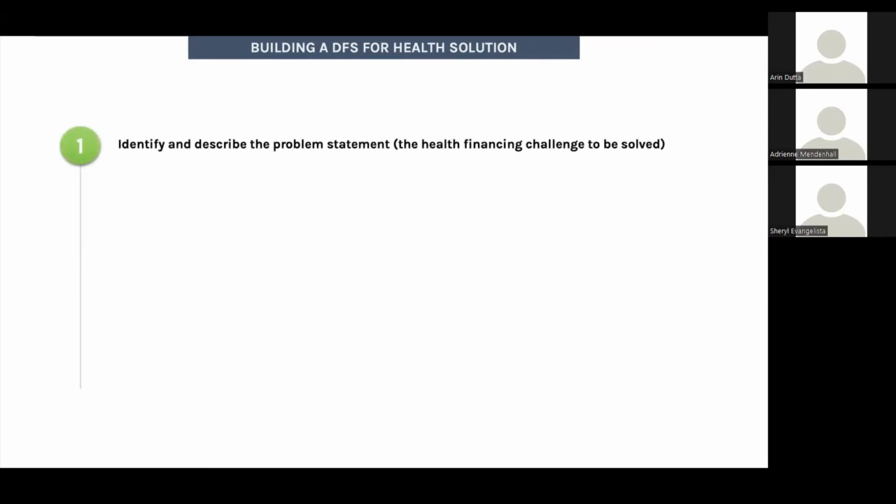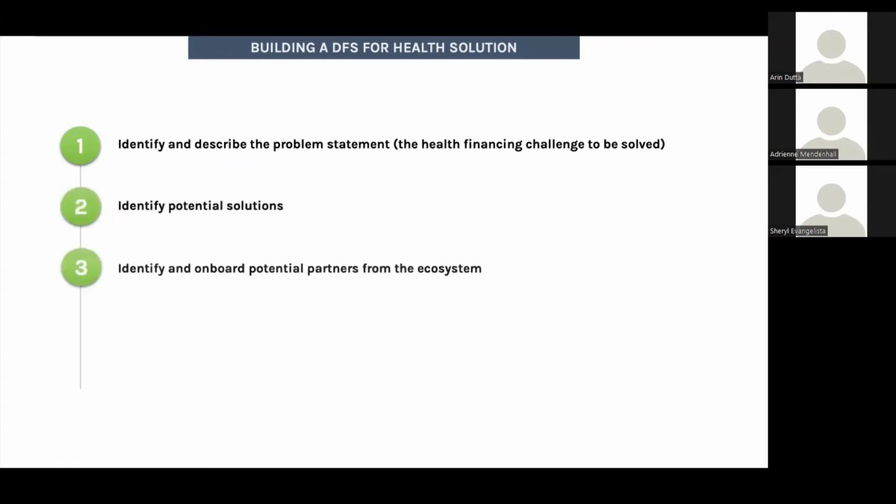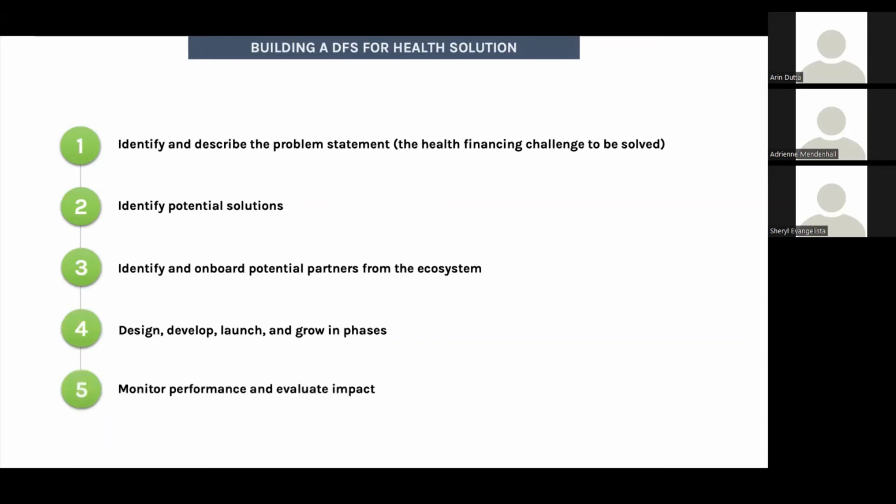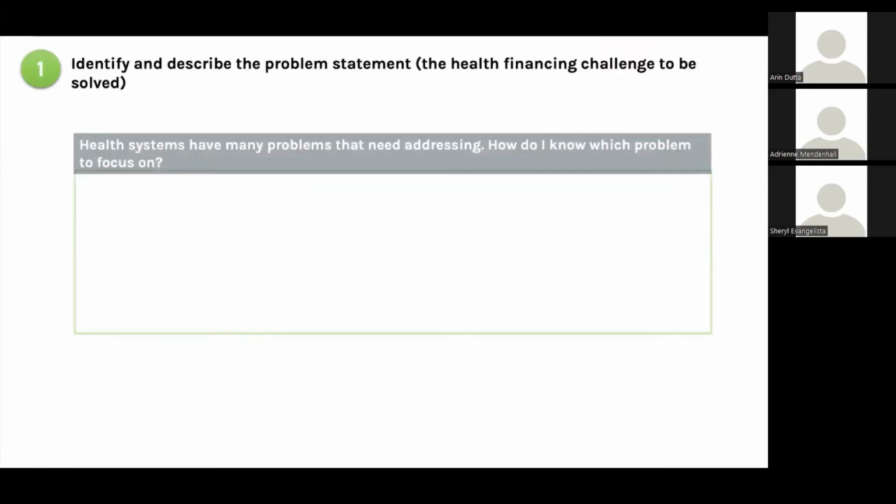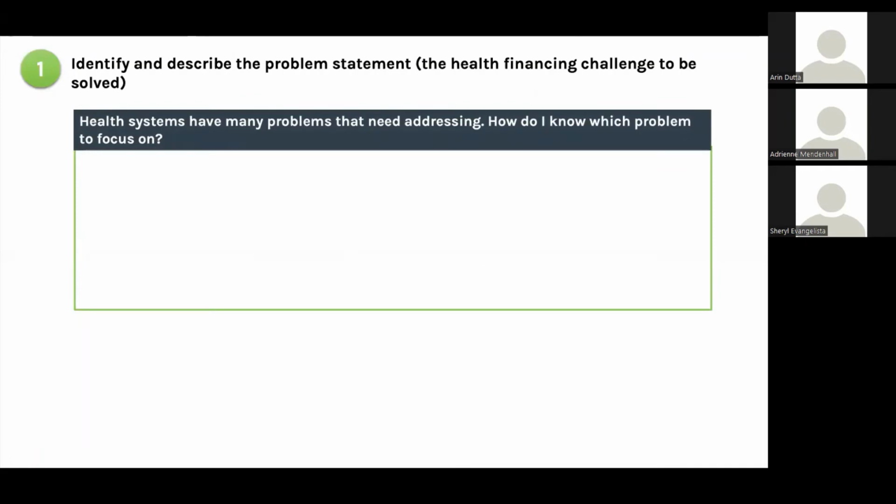So the very first aspect of building a DFS for health solution is to identify and describe the problem statement, identify potential solutions, onboard potential partners, design and launch and scale a model, and of course, monitor the performance and evaluate impact. So how do we define the problem that we're addressing? What is the health financing challenge? As we know, health systems have many financing challenges that we can focus on. So how do we choose which one?